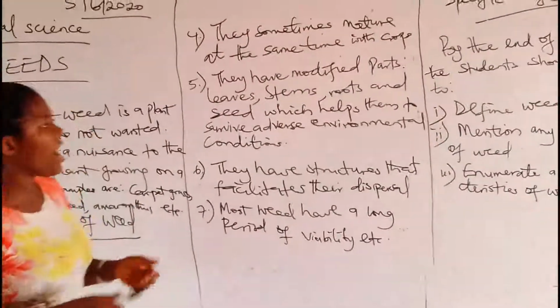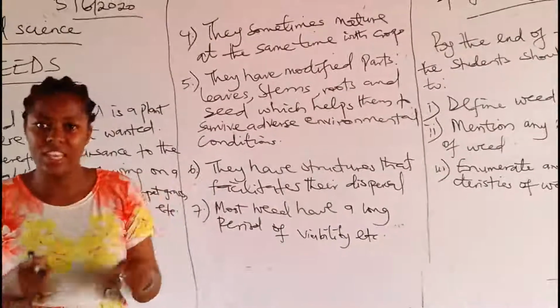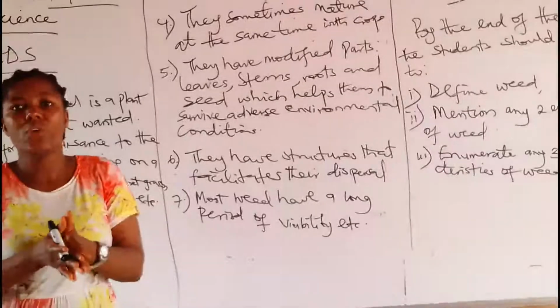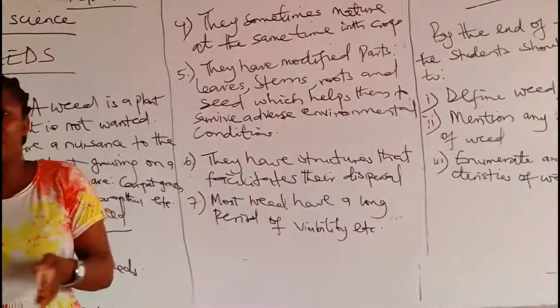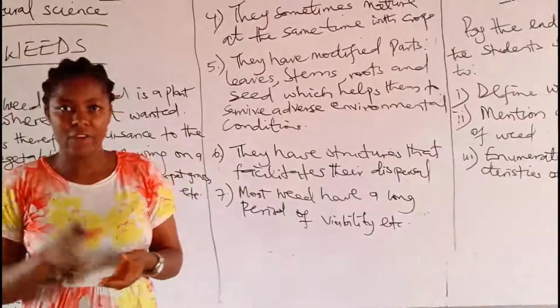We have number 6. They have structures that facilitate their dispersal. They have many things in them which cause them, especially when there is rain, when there is flood, when there is wind. Those things cause them to disperse in many parts of our environment.